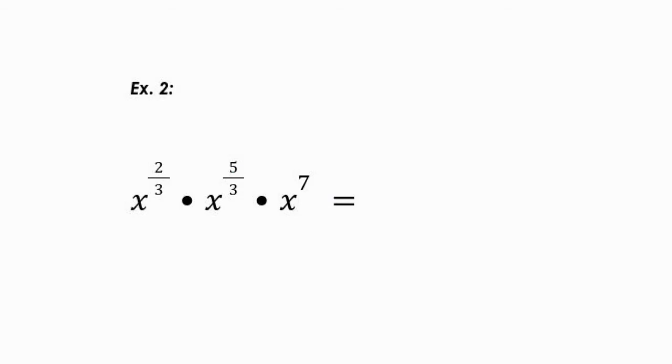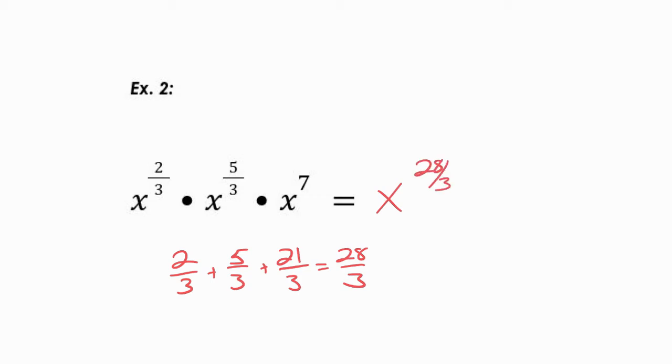Our second example, we've got 2/3 plus 5/3, and don't forget plus 7. Let's go ahead and make that thirds. That's 21, which gives us 28/3. So this is x to the 28/3.